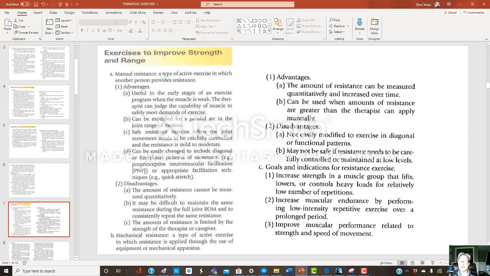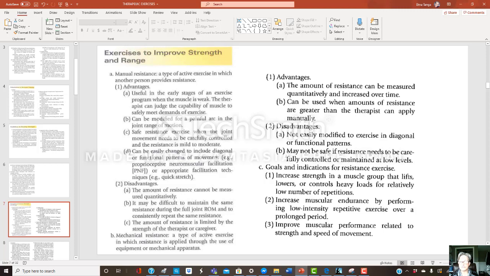Disadvantages. Not easily modified to exercise in diagonal or functional patterns. May not be safe if resistance needs to be carefully controlled or maintained at low levels.